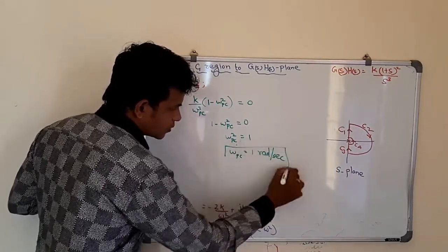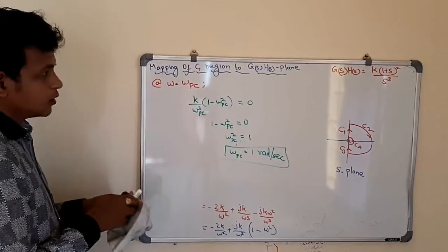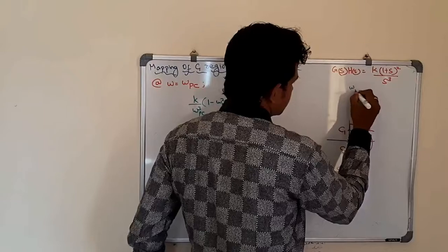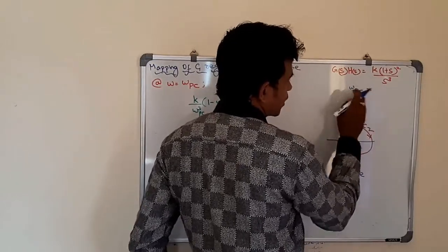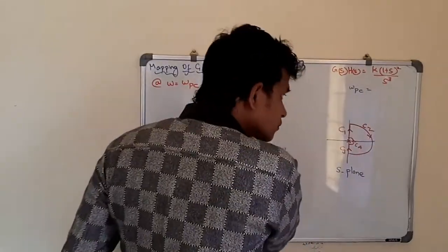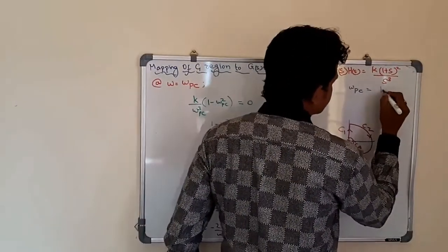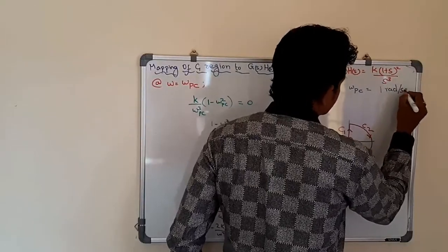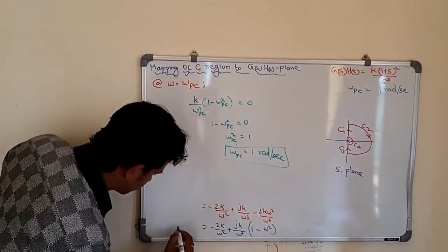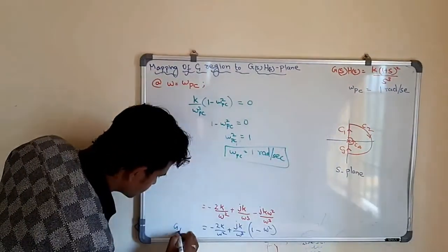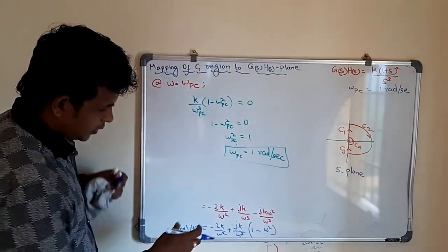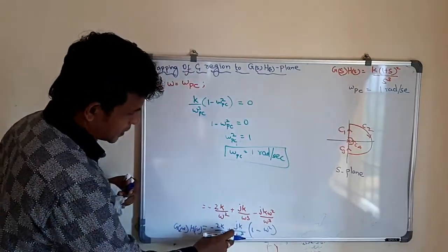I may need this value in the future, so I am making a note of it here for future reference. Omega pc, the phase crossover frequency, is equal to 1 radian per second. Now I am substituting this value into the transfer function, g of j omega into h of j omega, with omega pc equal to 1 radian per second.